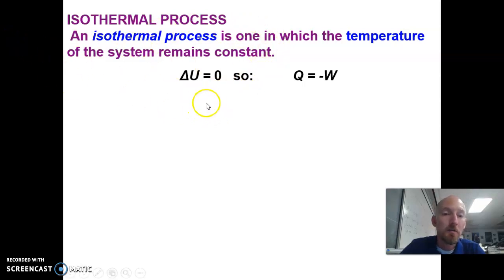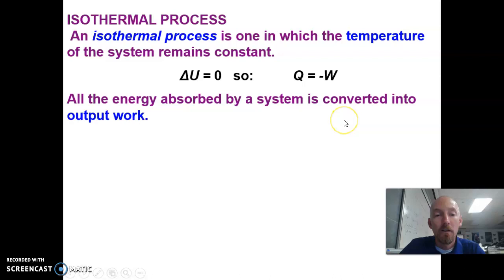So the equation is ΔU equals Q plus W. And if you have no change in U, that ends up being zero, and so you end up with Q plus W equals zero. So Q would be equal to negative W. The heat added is equal to the negative work done, or vice versa. So all of the energy absorbed by a system is converted into work.